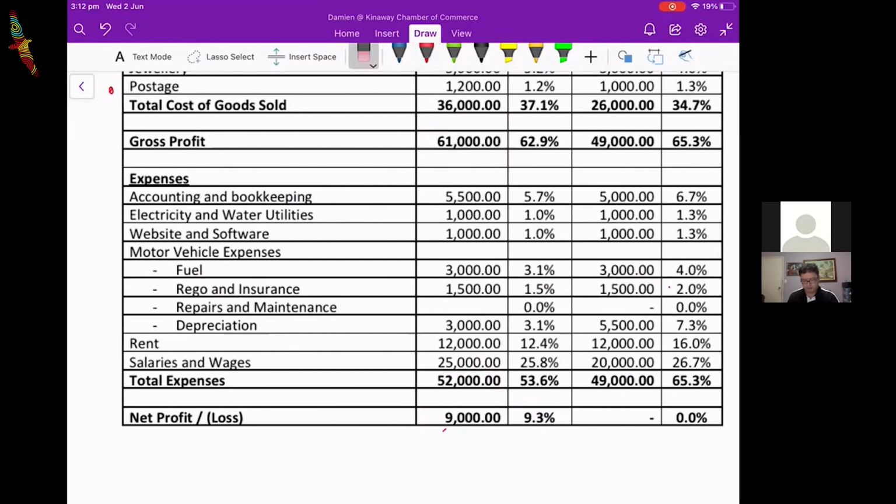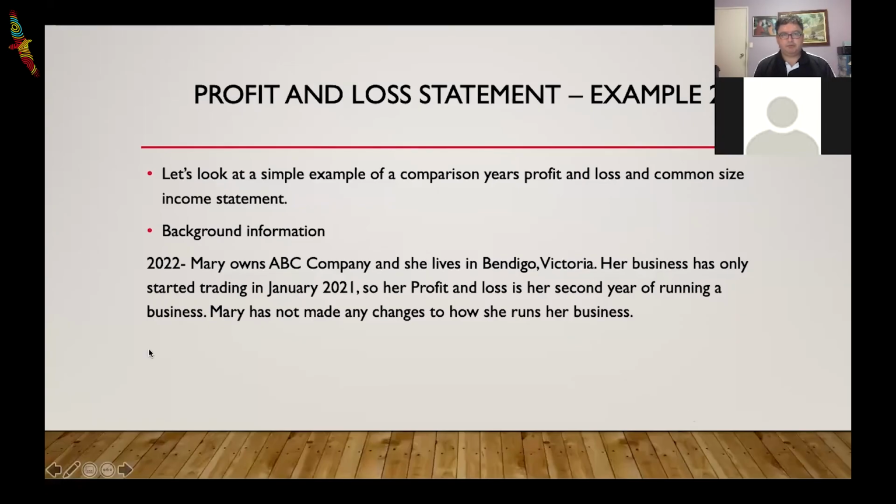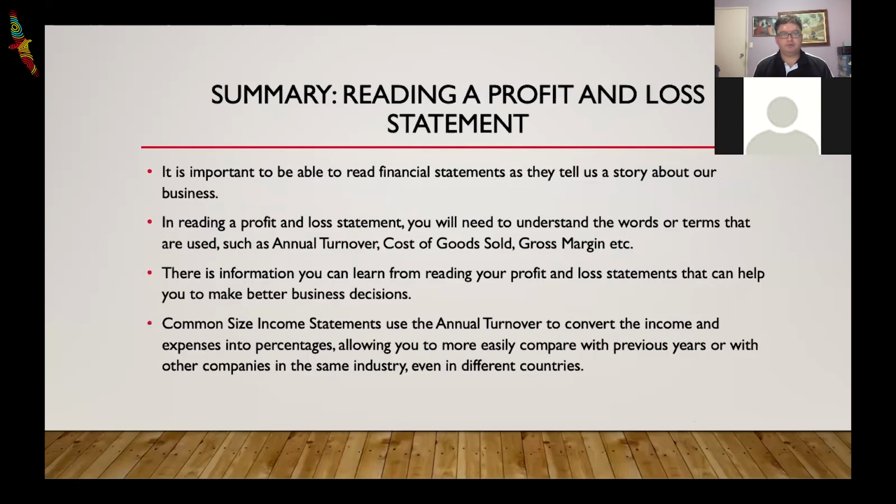Okay, so the ABC company has made a net profit of $9,000, and their net profit margin is 9.3%. So that's pretty good, I would think. Okay, so now let's move on. Okay, so we've just done example 2 with comparatives from 2021 to 2022 and also using common size income statements. So let's move on to the next one.